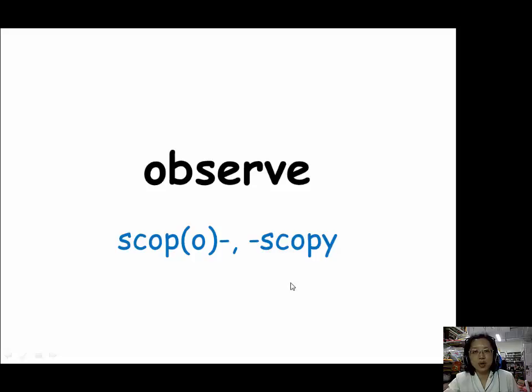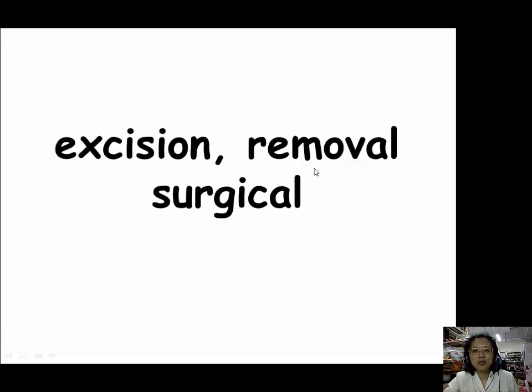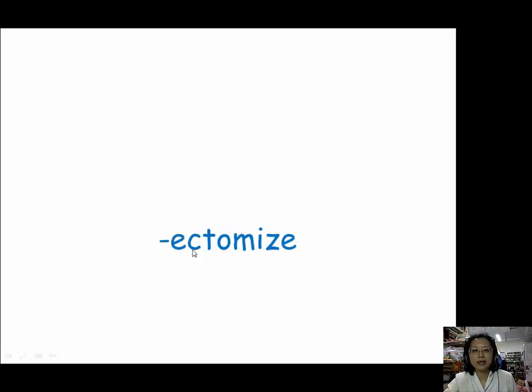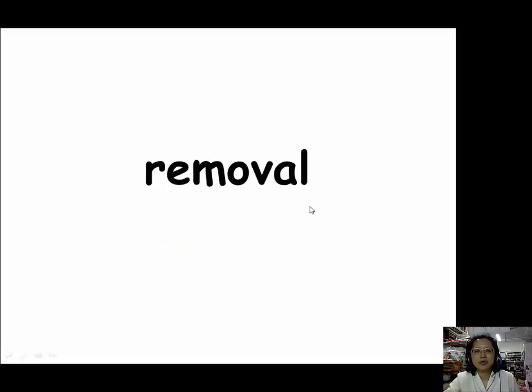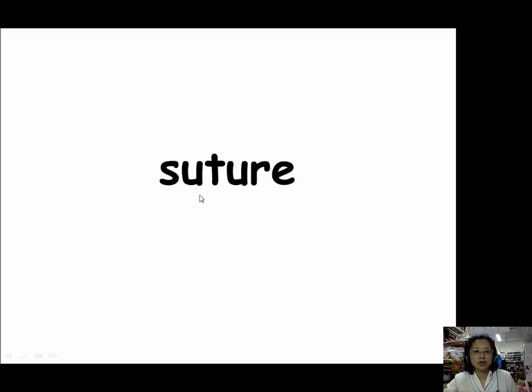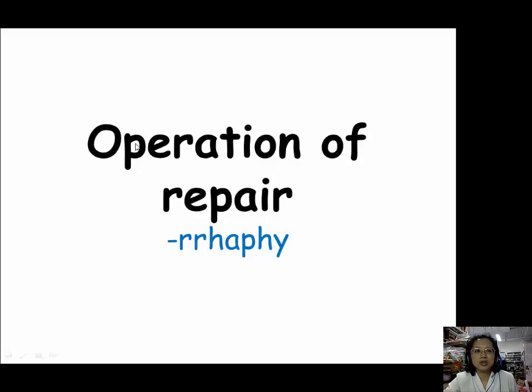S-C-O-P-O or S-C-O-P-Y. And for excision, removal surgically, we use this suffix ectomy, E-C-T-O-M-Y. And this suffix, ectomize, E-C-T-O-M-I-Z-E, can be used as a verb to describe something that is removed surgically. And for removal, we could also use these three prefixes, AB or DE or EX. As for suture, sewing things together, repair, we use this suffix, RRHAPHY. And the same suffix can be used to describe an operation of repair.